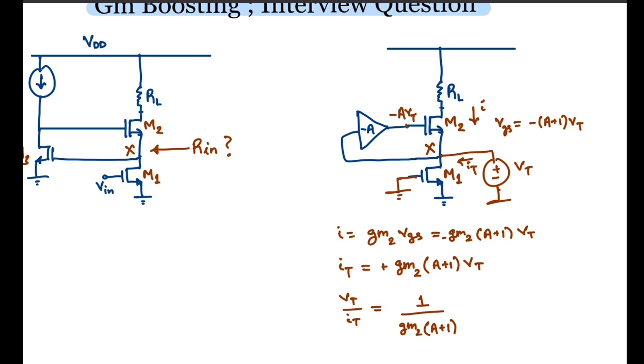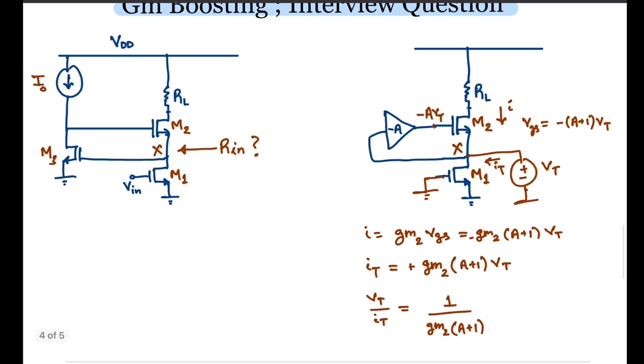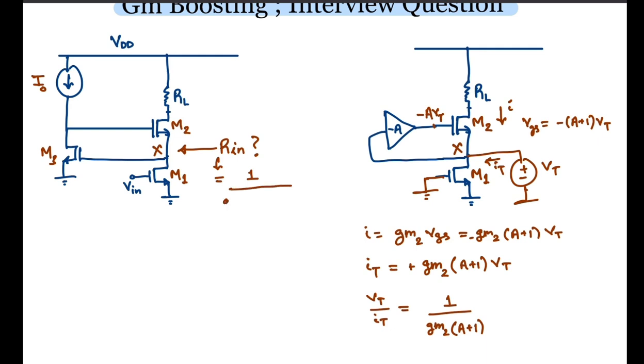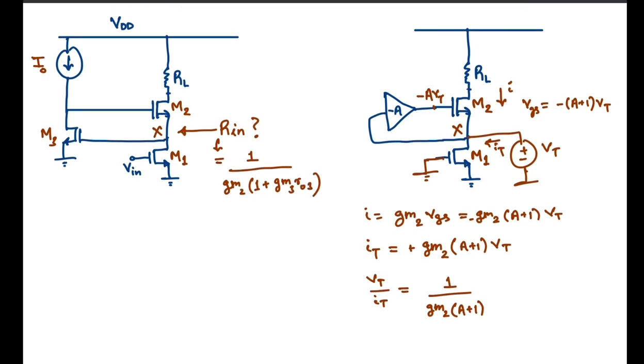Coming back to the question at hand, recognize that M3 forms a common source amplifier stage with a gain of minus gm3 times ro3. Thus, Rin is simply 1 over gm2 times (1 plus gm3 ro3) and not 1 by gm2, assuming that RL is much smaller than ro2.